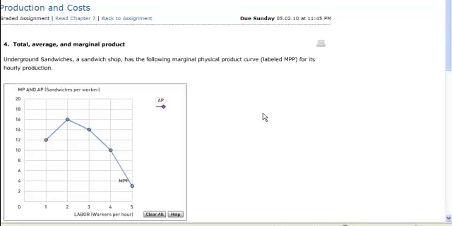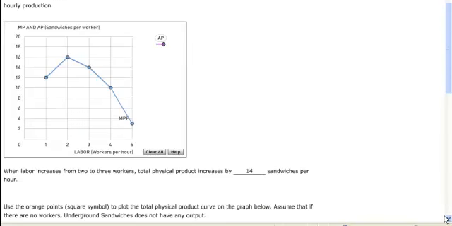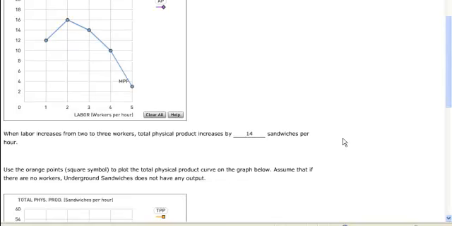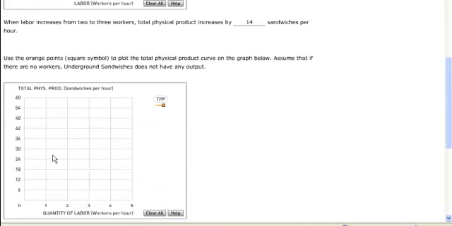Okay, for question number 4, we're looking at total, average, and marginal products. So we're given a marginal physical product curve for Underground Sandwich Shop, and we're asked to answer a variety of questions based off of this information. So the first thing we're going to do is go down here and fill out our total physical product, because everything else is going to be based off of this information.